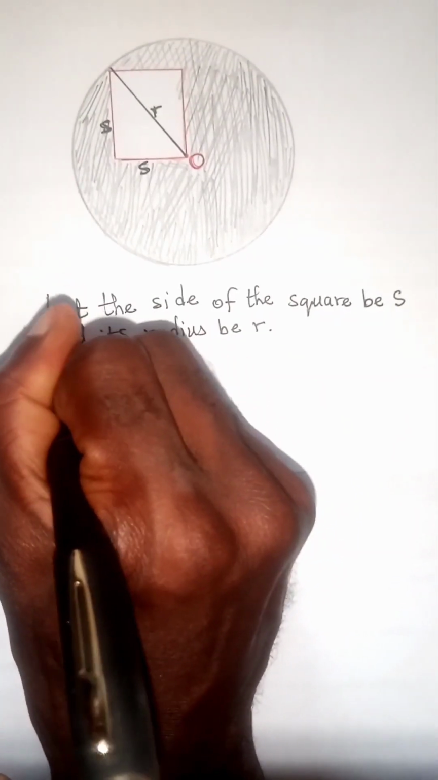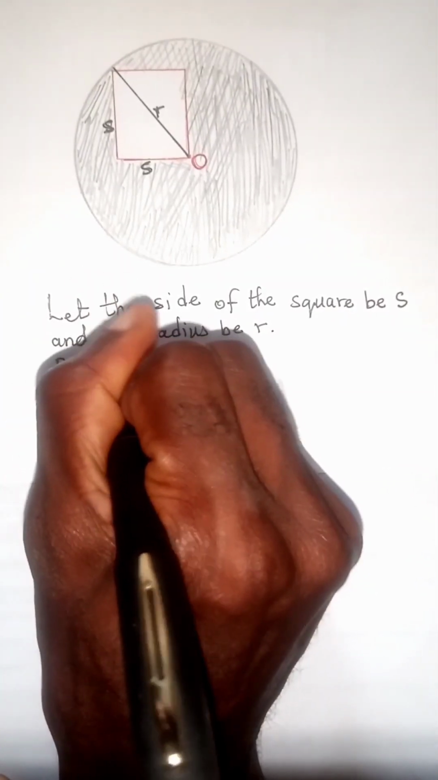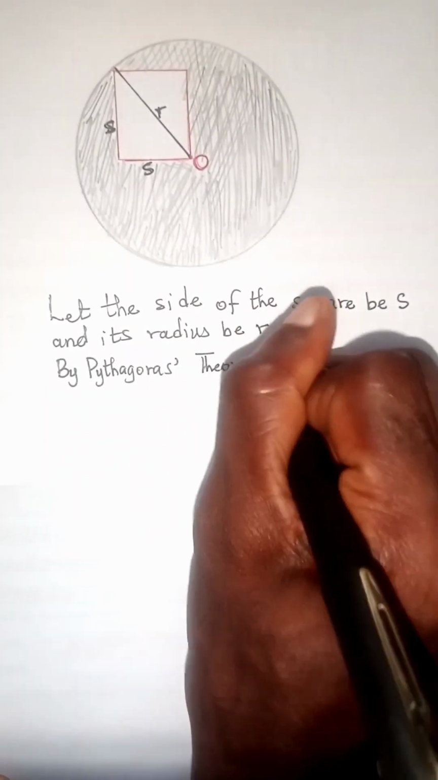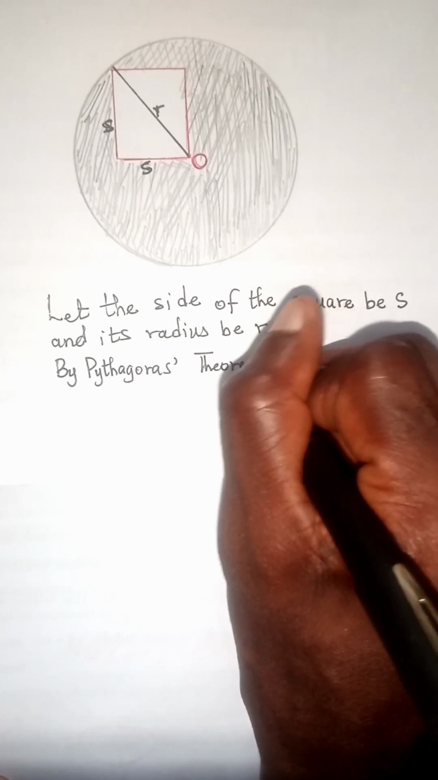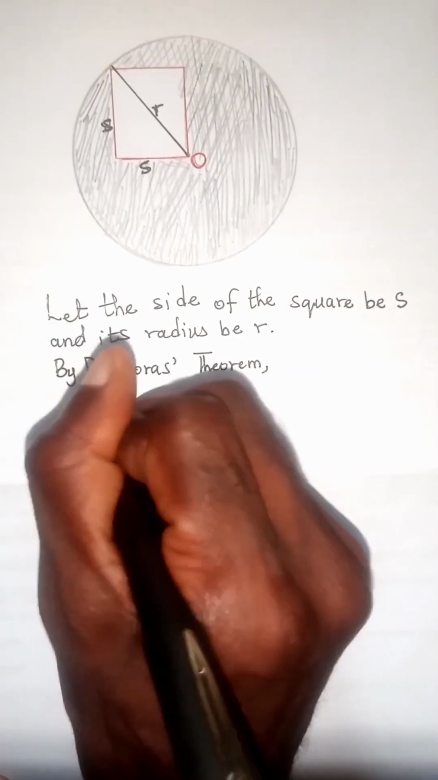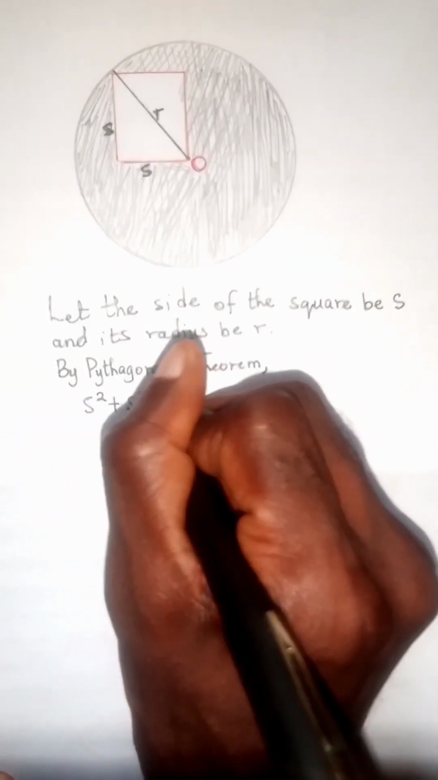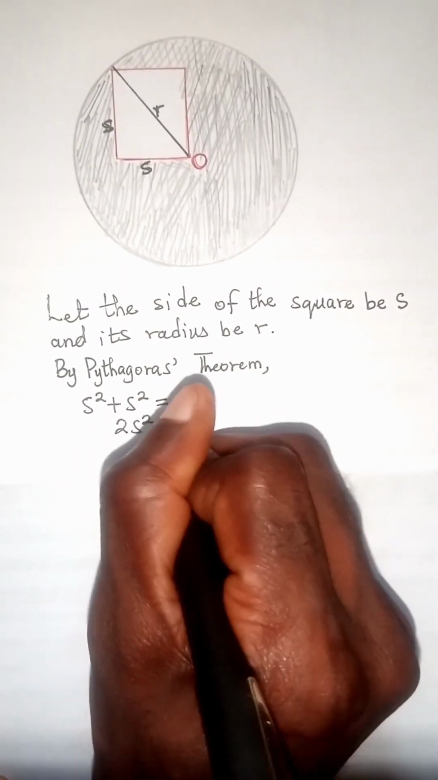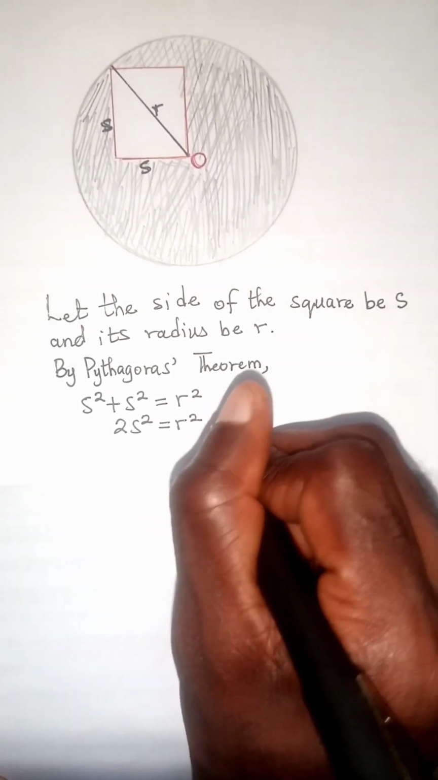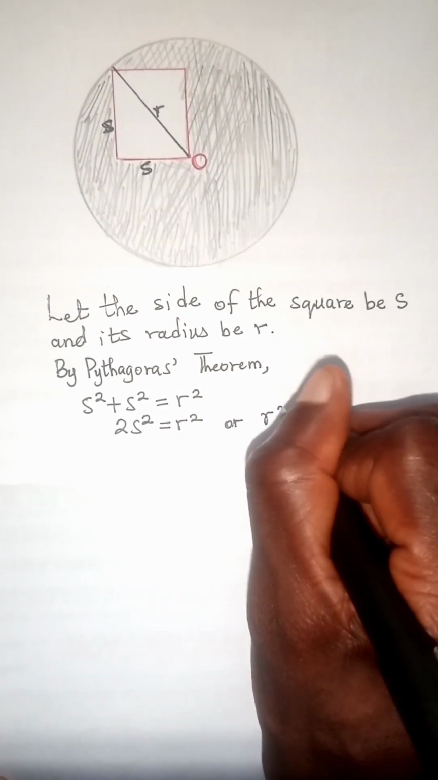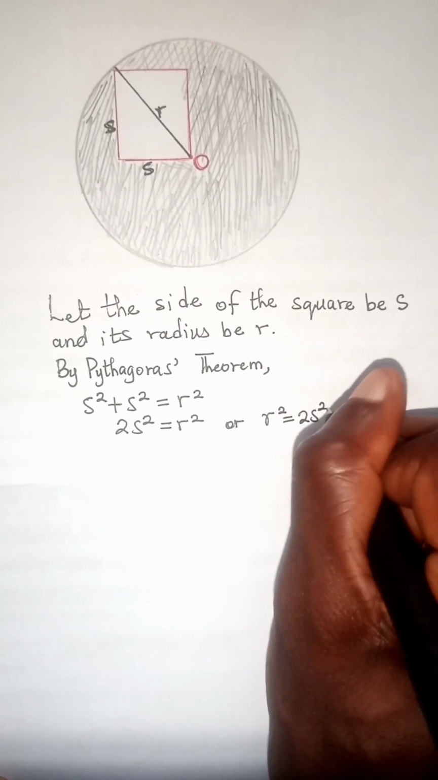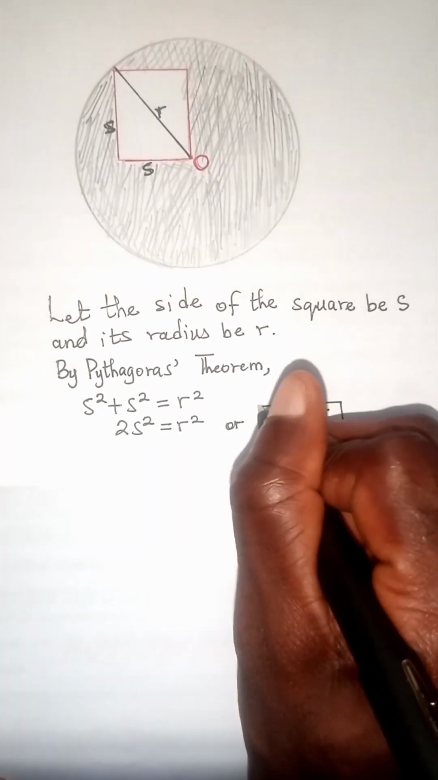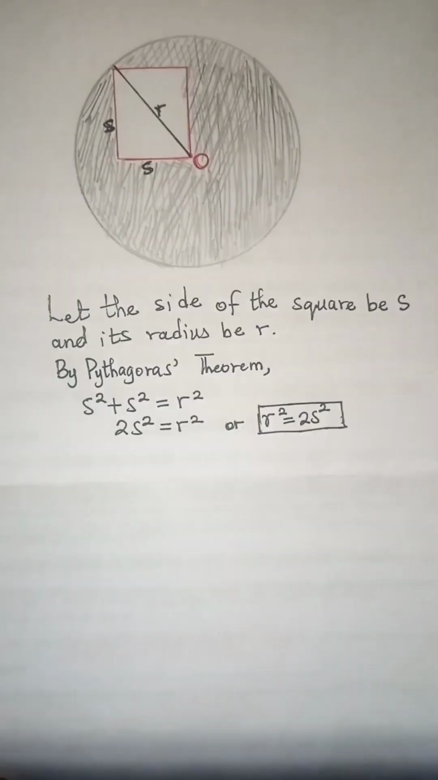Now, Pythagoras theorem can be applied here because the diagonal divides the square into two congruent triangles, and the square of the adjacent sides must be equal to the square of the hypotenuse. So s squared plus s squared equals r squared. And s squared plus s squared adds to 2s squared equals r squared, which can be written as r squared is equal to 2s squared. Now, let us keep that for use later on in the solution.